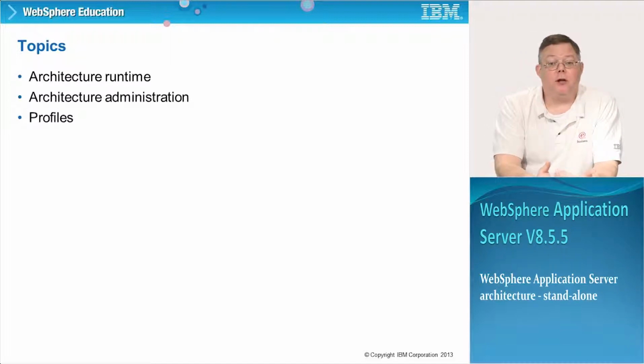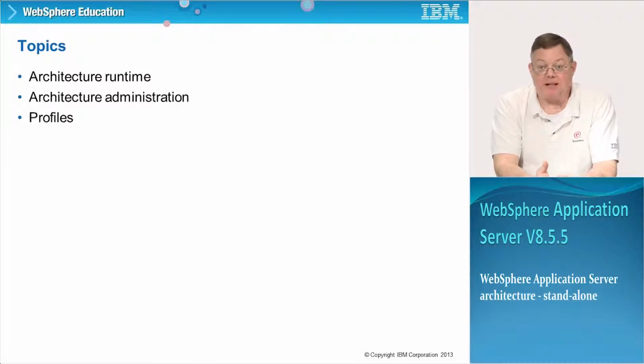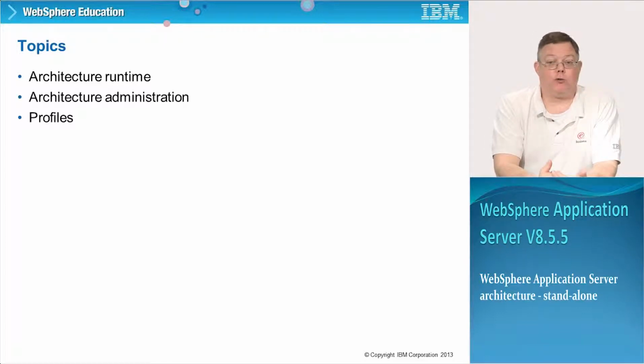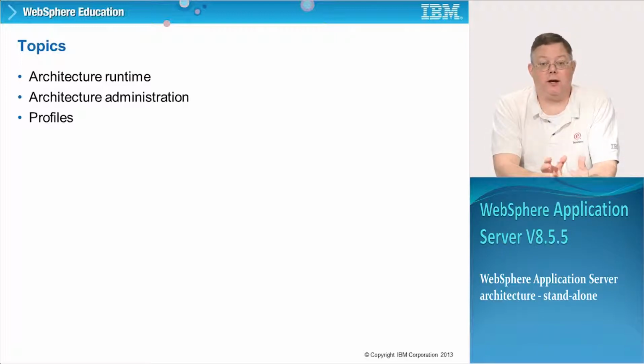So to start with, there are three topics that we're going to go through. The first one is the architecture runtime. Those are the running components of the basic part of WebSphere Application Server. Then we'll talk about the different components for architecture administration: how you make this stuff all work, how you manage it, and how you use it. And finally, we'll talk about the role of profiles, literally a collection of files that group together to provide a specific set of functionality that you want a WebSphere Application Server instance to have.